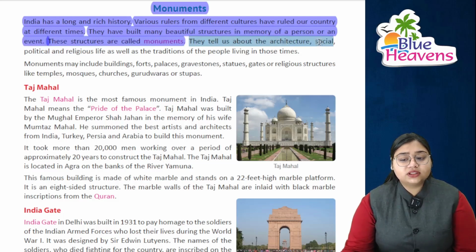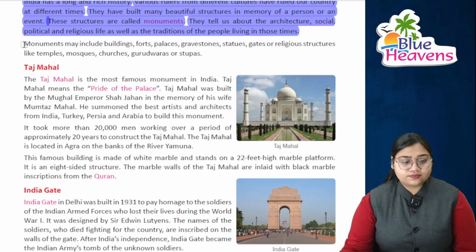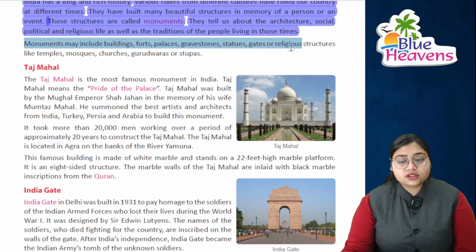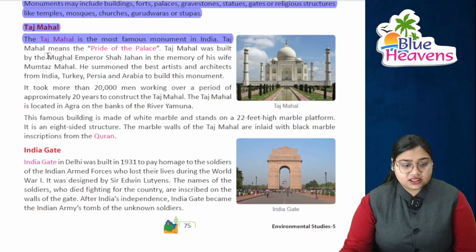They tell us about the architecture, social, political, and religious life, as well as the traditions of the people living in those times. Monuments include buildings, forts, places, gravestones, statues, gates, or religious structures, जैसे temples, mosques, church, गुरुद्वारा या फिर stupas. Now, ताजमहल. ताजमहल एक बहुत फेमस मॉन्यूमेंट है इन इंडिया.